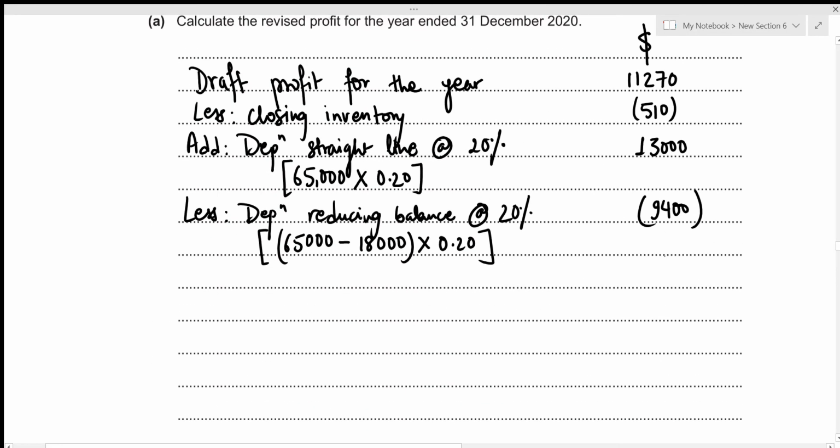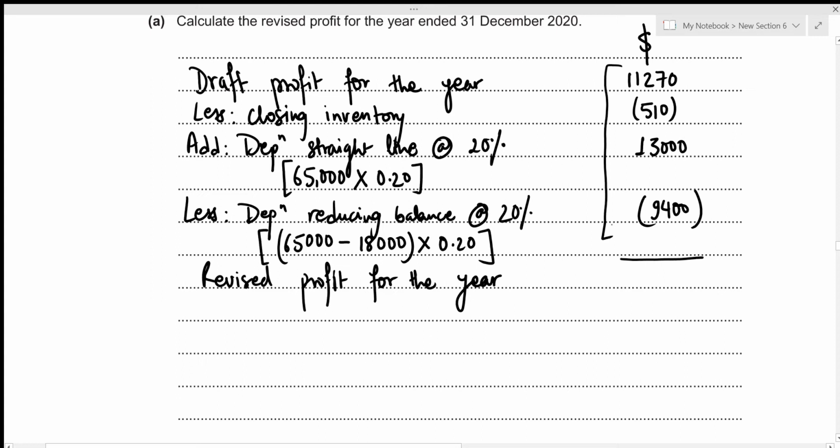All right, now we can easily figure out the revised profit for the year. In order to figure out this amount, we just need to add all of these values. So that's going to be 11,270 minus 510 plus 13,000 minus 9,400, which gives us the revised profit to be 14,360. Now this concludes the first part. Let's move on to the second one.